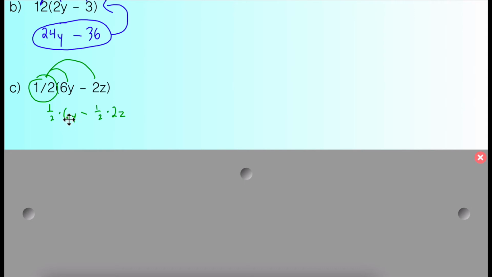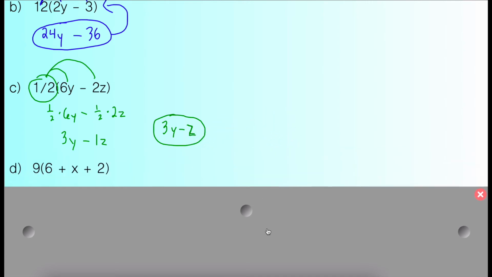1/2 times 6 is 3, so I've got 3y. And then 1/2 times 2 is 1z. Or some of you might write this as 3y minus z. You just don't include the 1. They mean the same thing. It doesn't matter how you write it. More often you'll see it written like this, so I'll write it like that. All right, let's do 2 more examples before we wrap it up.